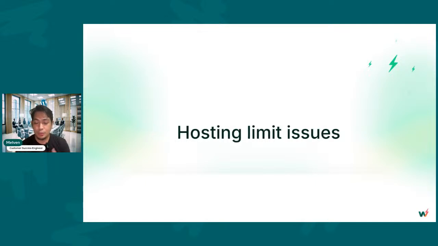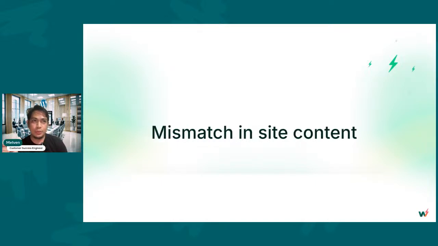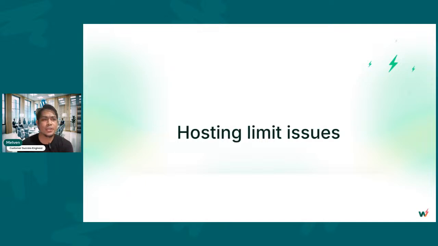Another possible solution is updating the site URL. Usually the site URL stays on the old URL, so you just have to run a search and replace. That's for mismatched content. Another common issue is hosting limits. I've talked about this. The memory limit sometimes is set to a minimum, maybe 256 or 128. So you just increase that to 512 for e-commerce sites. For regular websites, 256 will do. The max execution time is very important, and so is the upload max file size. I think 256 MB will do just fine, and the post max size of 256 MB will do just fine as well. This is for hosting limits.